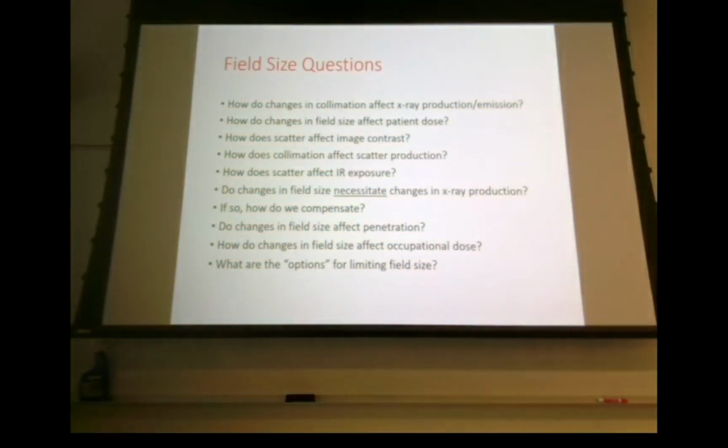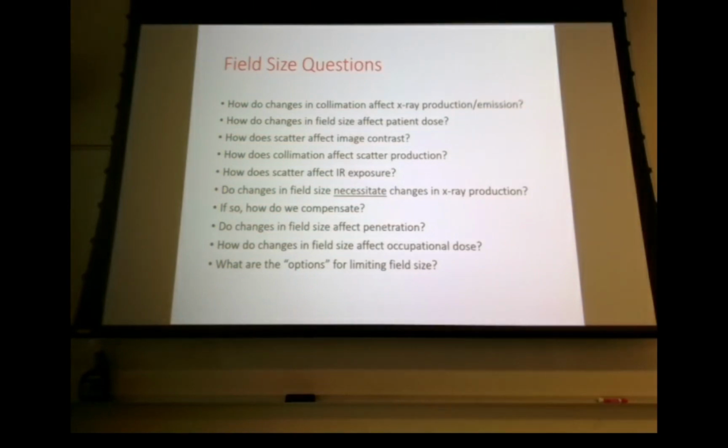So nothing happens to production or emission from the protective housing, but what happens to emission from the collimated housing? It goes down, right. So how does that change patient dose? It goes down, right. You've exposed less tissue. How does it affect image contrast? Doesn't really. Maybe very marginally, not a whole lot.